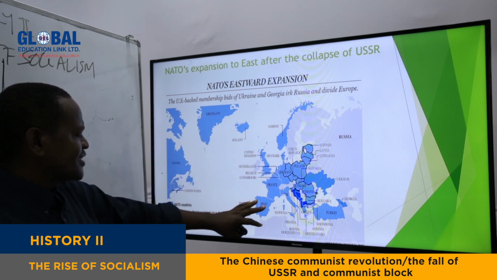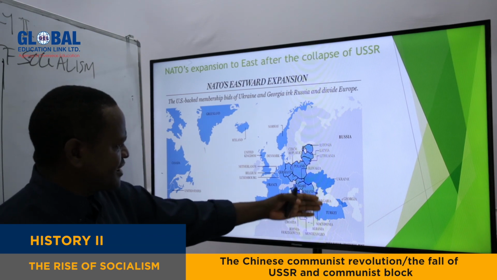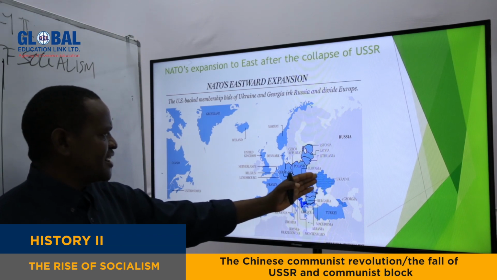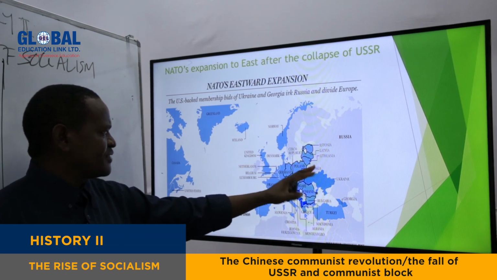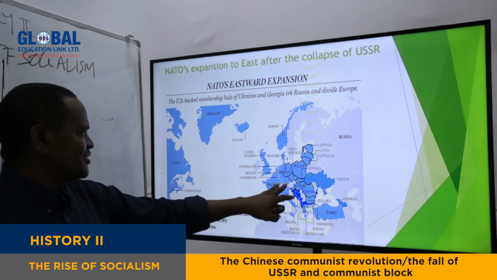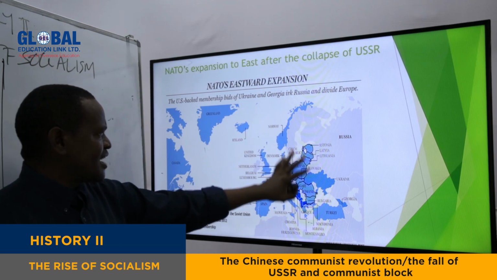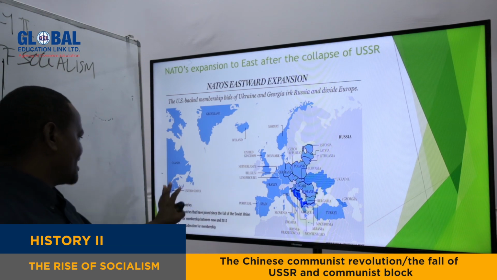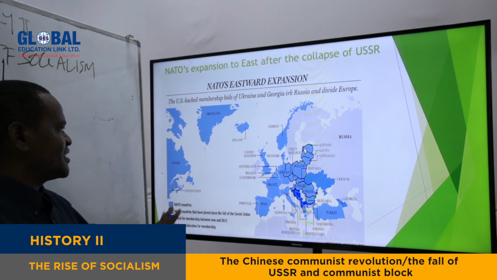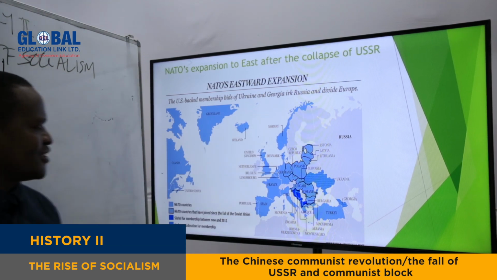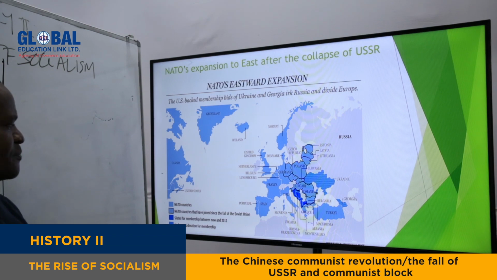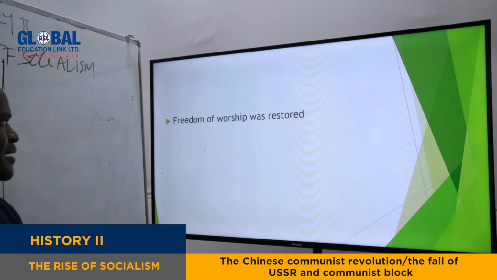As you can see, some countries like Bulgaria, Georgia, Ukraine have applied, Estonia, Latvia, Lithuania, Poland, and so forth. These countries are now becoming members of NATO, as you can see from the key to your map here, my dear students. So there is expansion of NATO to Eastern European countries after the collapse of the Warsaw Pact.